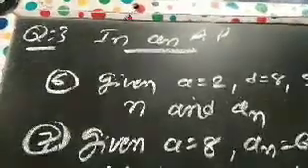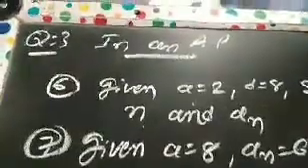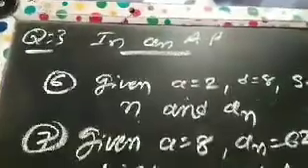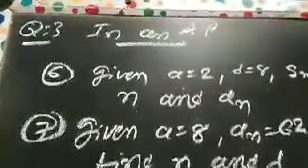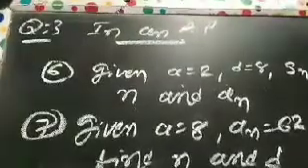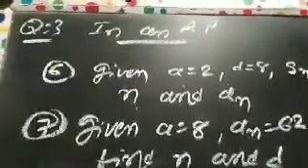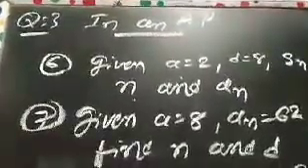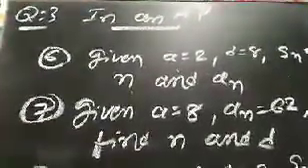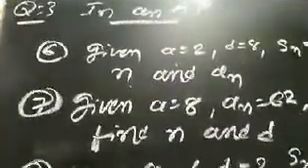Okay, students. Now we continue in question number 3 of exercise 5.3. In this sum, we solve 6 to 10 sums. Yesterday we completed 1 to 5. Now today 6 to 10. So first question number 6. Now we see answer number 6.